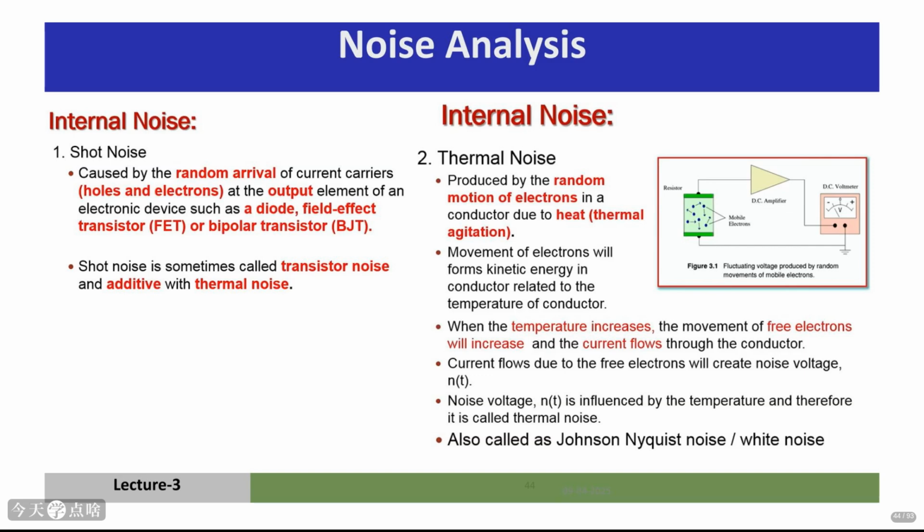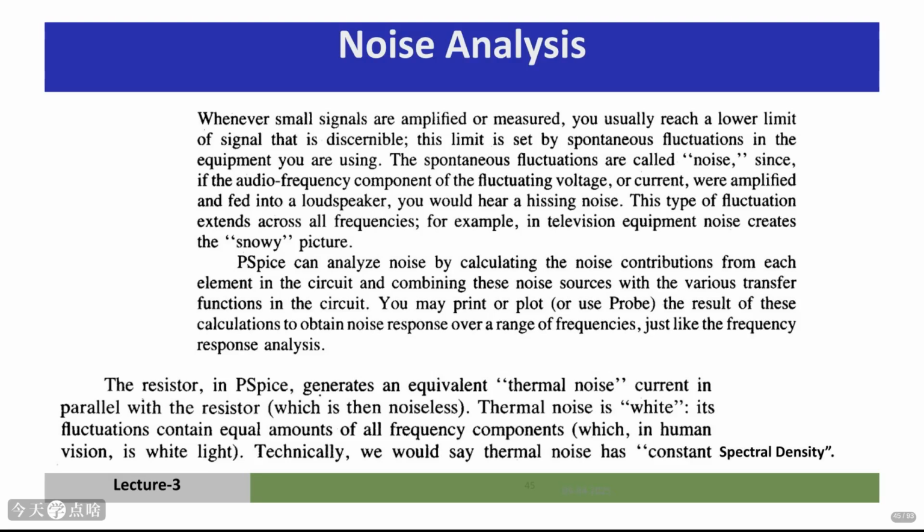Electrons in a conductor are constantly moving randomly due to thermal energy. This random motion creates tiny fluctuations in the current and voltage, which we perceive as noise. The diagram shows a resistor generating this thermal noise voltage. It's present in any conductor at any temperature above absolute zero. When you try to amplify a very small signal, you eventually hit a limit imposed by the noise floor of your equipment. This noise is often called white noise because it contains equal power across all frequencies, like white light contains all colors.